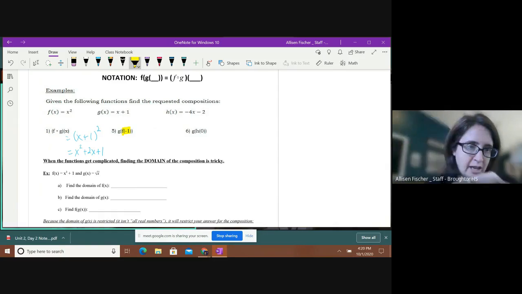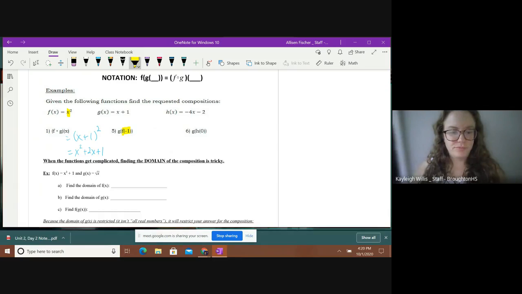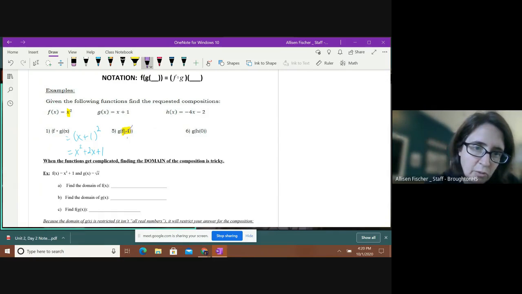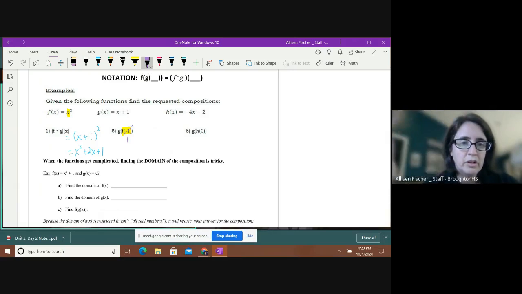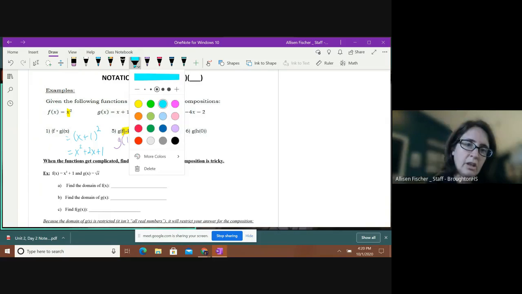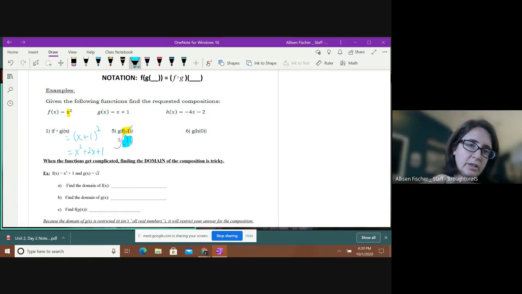So I'm going to take that -1, make that the input for f. So I'm going to take -1 and square it. What? You get -1 squared and you get 1. Yes. So I'm going to replace that with a 1. And now I'm going to work on the rest of the problem, which says take g of that result. So I'm going to do g of 1. That input is going to go into g. So we're going to take 1 plus 1 and get 2.